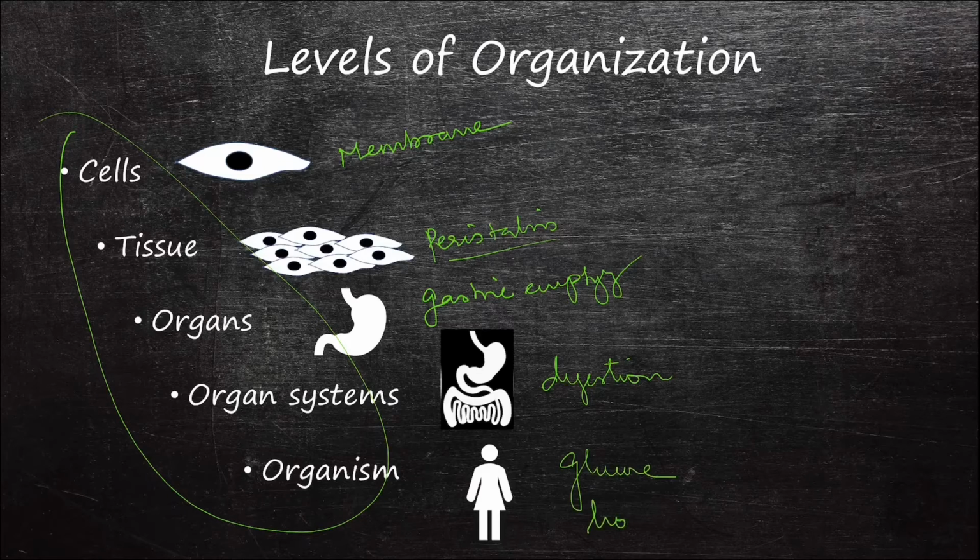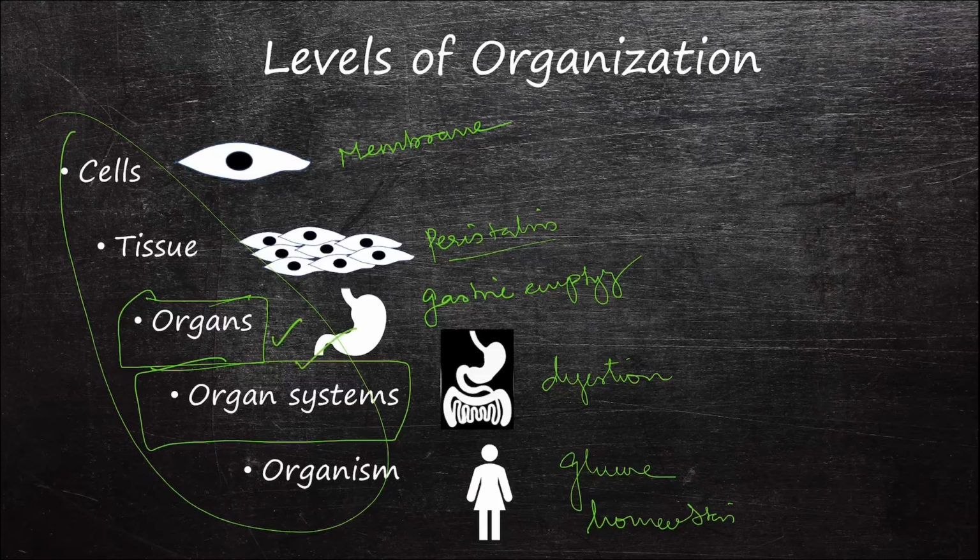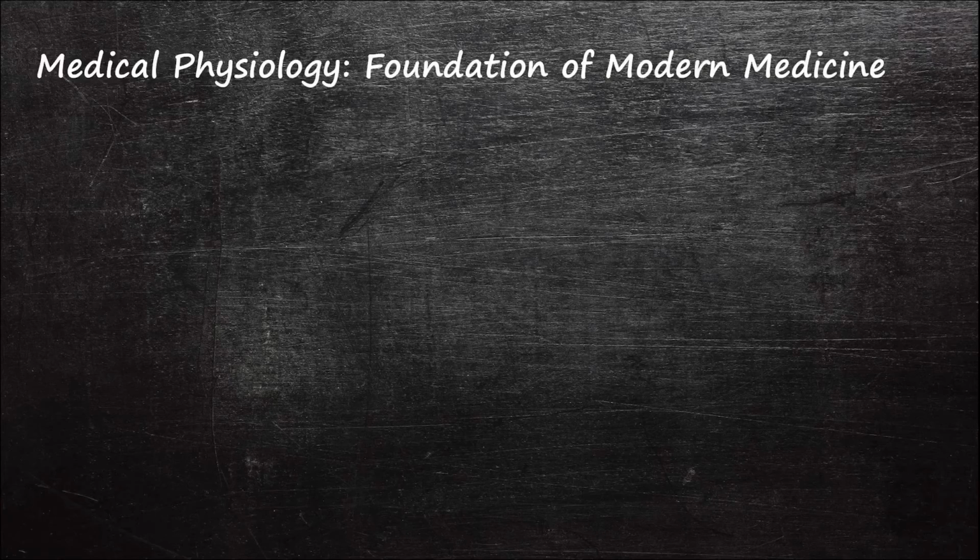The chapters in this course are divided according to organ system and the major focus. Our major focus will be on organ level functions. Now we are going to discuss some integrated functions also. In this course, we are going to focus on the concepts which are essential for understanding medicine. This branch is called medical physiology, and it is the foundation for modern medicine.